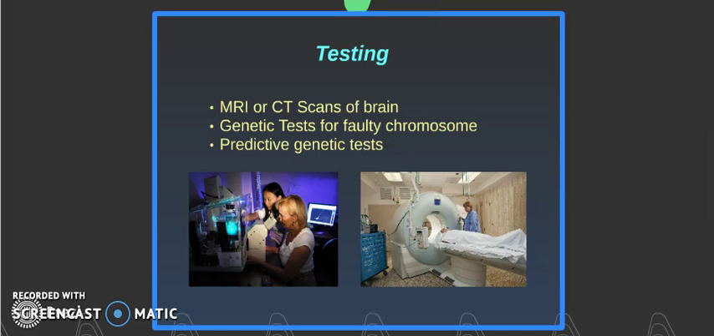Some people choose to take part in predictive testing, which can show whether the disease will surface later in one's life. Others decide not to because if, for example, the tests come off positive that you have HD, there's nothing that can be done about it.